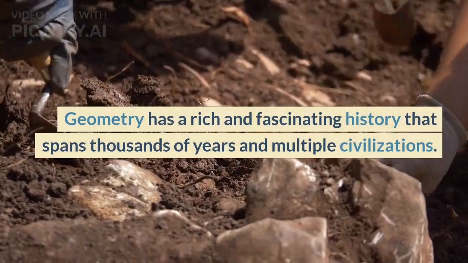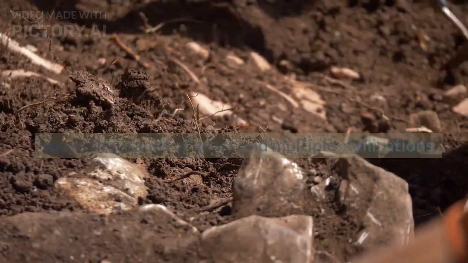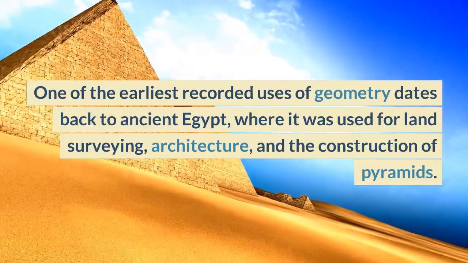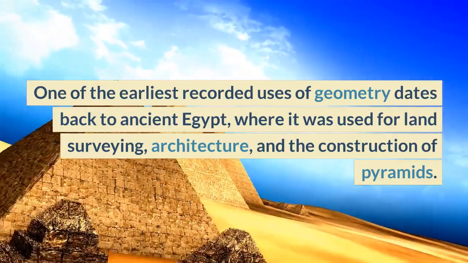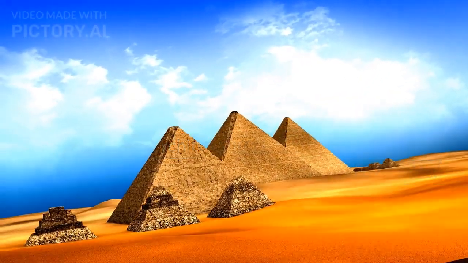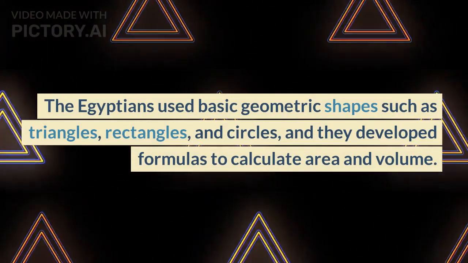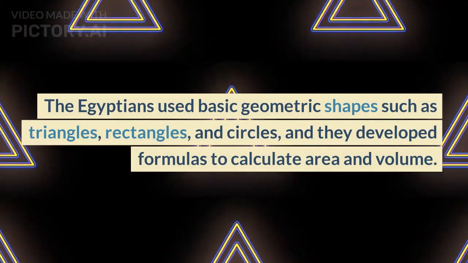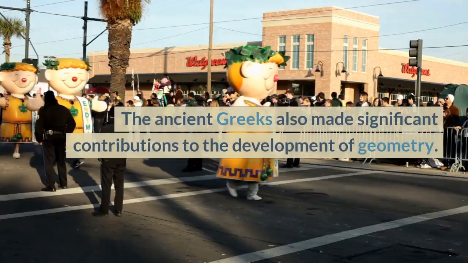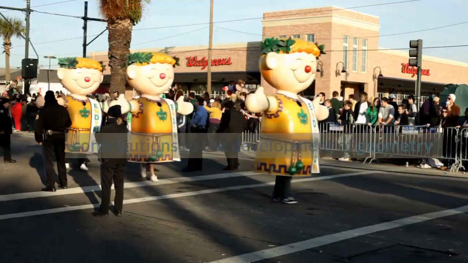B. Brief history of geometry. Geometry has a rich and fascinating history that spans thousands of years and multiple civilizations. One of the earliest recorded uses of geometry dates back to ancient Egypt, where it was used for land surveying, architecture, and the construction of pyramids. The Egyptians used basic geometric shapes such as triangles, rectangles, and circles, and they developed formulas to calculate area and volume. The ancient Greeks also made significant contributions to the development of geometry.